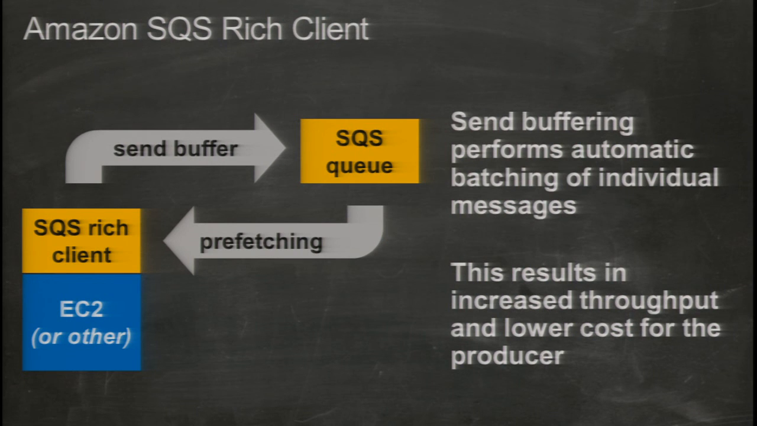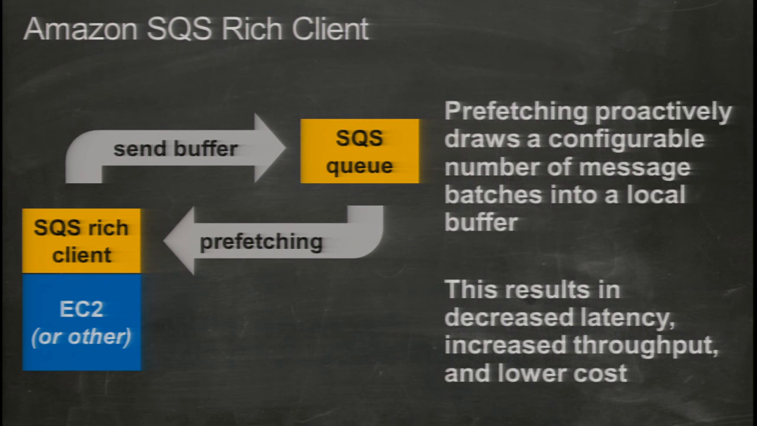And it watches to see if other send requests are going out. If they are, it automatically batches them and sends them as a batch to SQS. What's cool about this is it doesn't require you to make any other changes to your application. Your application can continue to send requests as normal, and the rich client will catch them and batch them. That's send buffering.